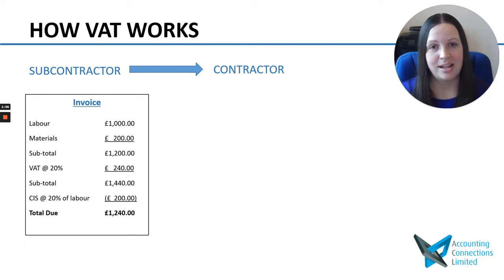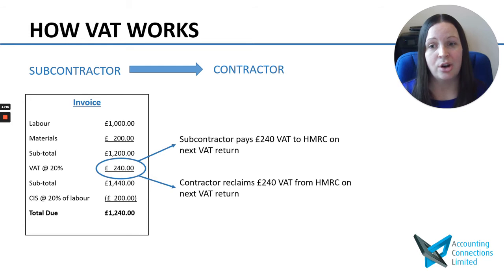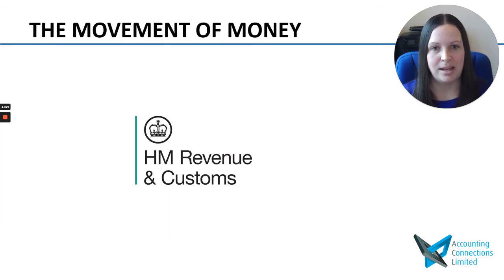The CIS is taken from the contractor and passed over to HMRC, so that part of the process is absolutely fine. The VAT element, however, that needs accounting on both sides. At the moment, the subcontractor needs to take that £240, pay it over to HMRC on their next VAT return, and on the flip side, the contractor needs to take that £240 and reclaim it from HMRC on their next VAT return.